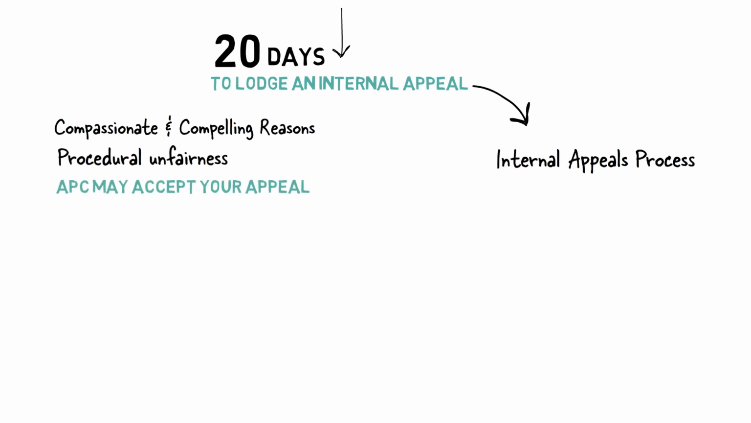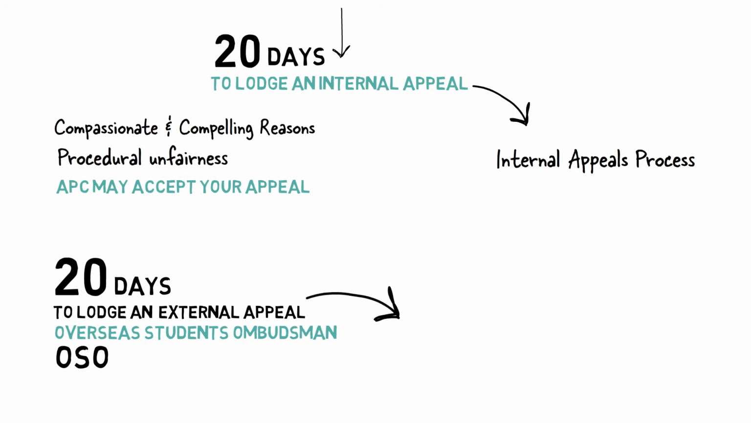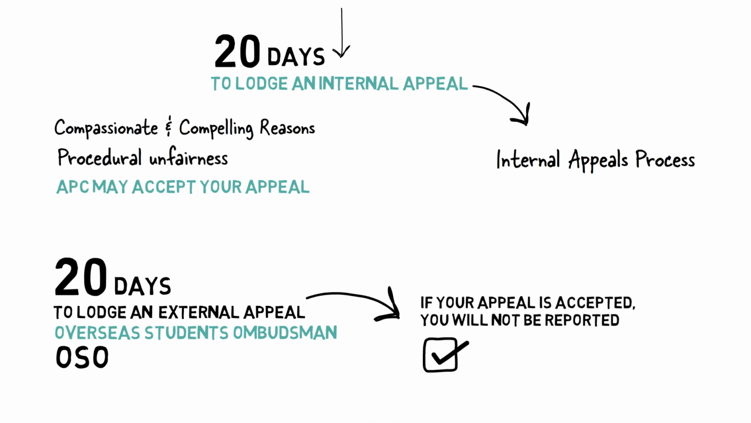However, if APC refuses your appeal and you believe there was procedural unfairness, you have an additional 20 working days to make another appeal. This time, it would be an external appeal through the Overseas Students Ombudsman, or OSO. After a thorough investigation, the OSO will either accept your appeal and you will not be reported at this time, or they will refuse your appeal and APC will report you to the Department of Education.